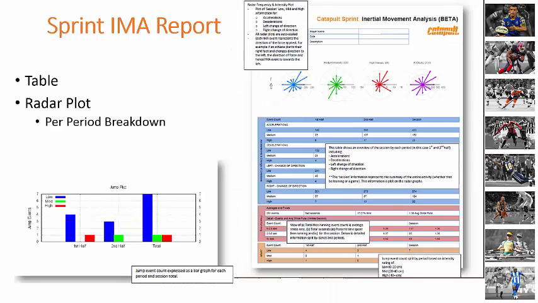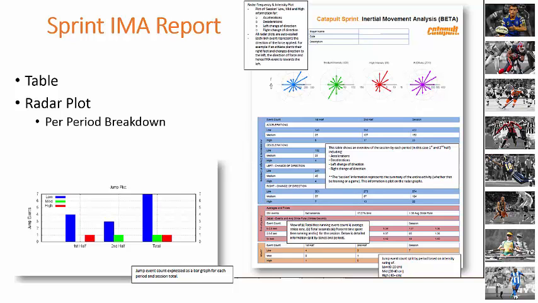So this is our sprint report IMA. This is our original IMA report. With our new software, OpenField, we can do a lot of different things, but I just wanted to show you an IMA PDF report that we get. We get a table and a radar plot. The radar plot gives us total low, medium, and high intensity movements broken down into 4 sections over a 360-degree radius. I'll touch base on that in a minute.